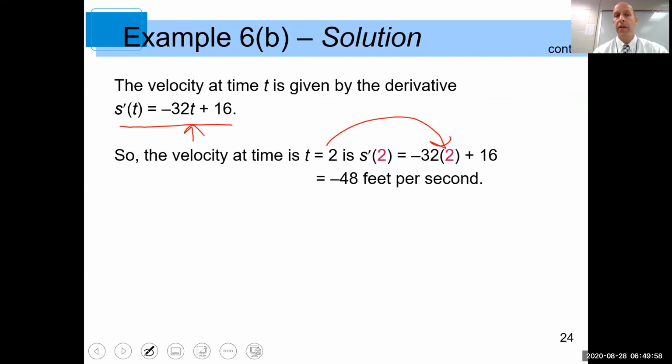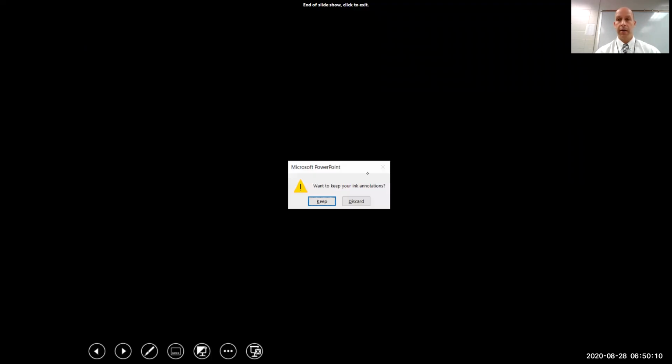So at 2 seconds, which is the instant that the diver hits the water, he is traveling at negative 48 feet per second. And that is that.